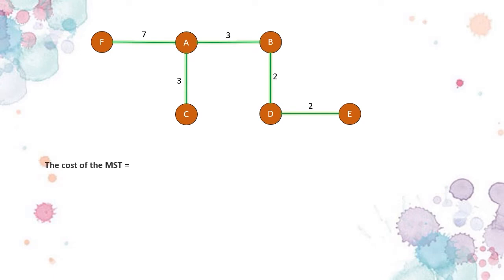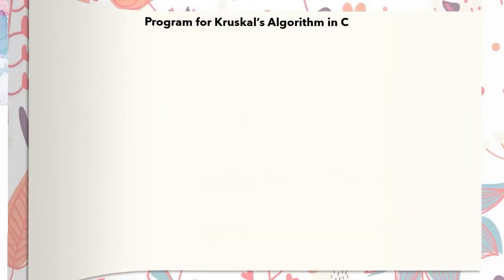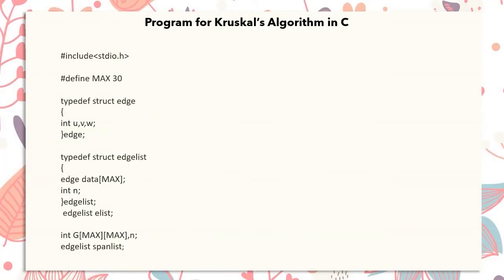The cost of the minimum spanning tree is we will add all the 5 edges, which gives 17. So 17 is the cost of the minimum spanning tree, which is minimum among all the other spanning trees we could have formed. Now I will show how the code is being implemented for Kruskal's algorithm in C language.